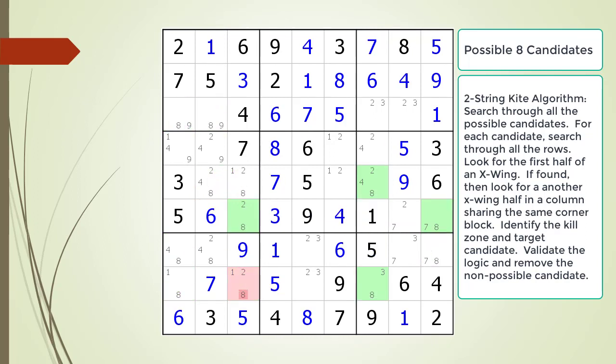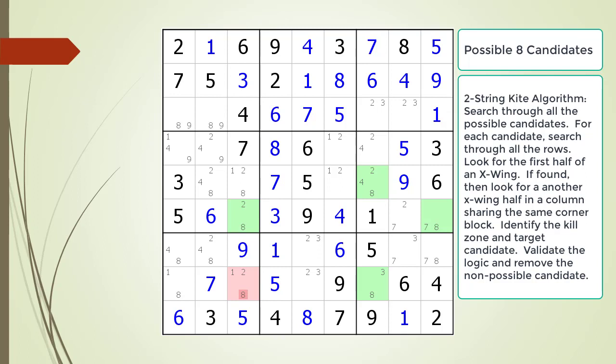Next, we identify the kill zone and non-possible candidate to be removed as shown in red. The kill zone for a two-string kite is the intersecting cell of the two X-wing corners not in the shared block as shown. Finally, we confirm we've successfully found a two-string kite by confirming all the cells participating in the pattern result in a non-possible candidate being destroyed.